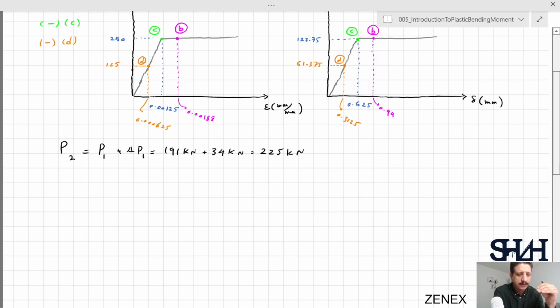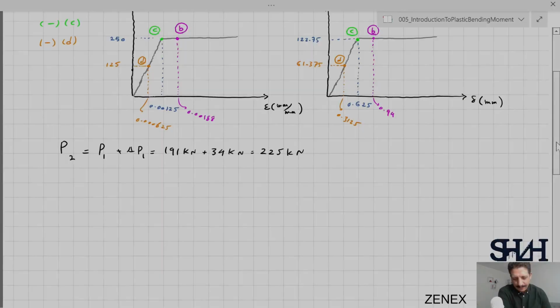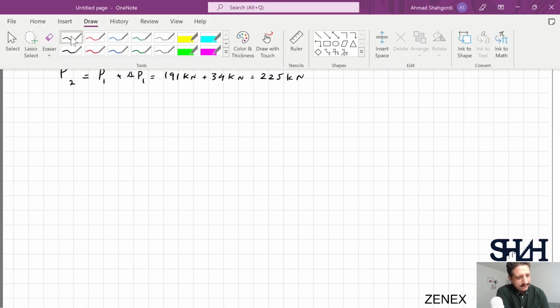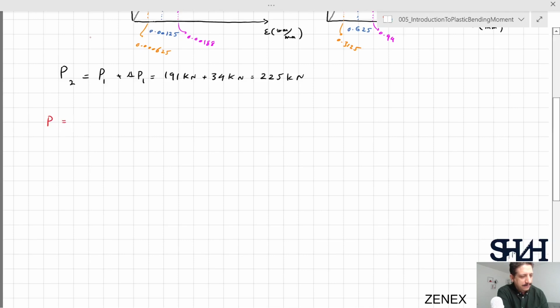And from now on, if there is any capacity, only element D and similarly D prime would take care of the system. Up to now, we can summarize our calculation. When P approached P1, 191 kilonewton, deformation at point B was 0.625 millimeter. And when P approached P2, 225 kilonewton, delta at point B was 0.94 millimeter.